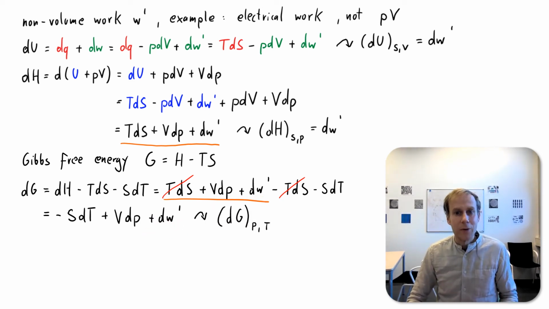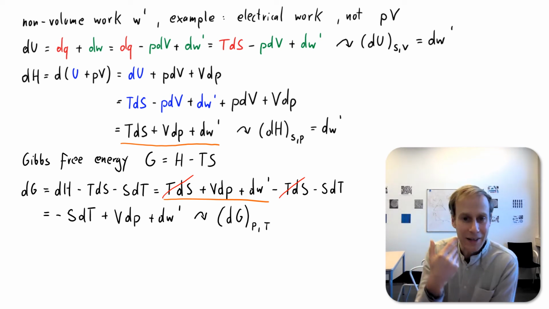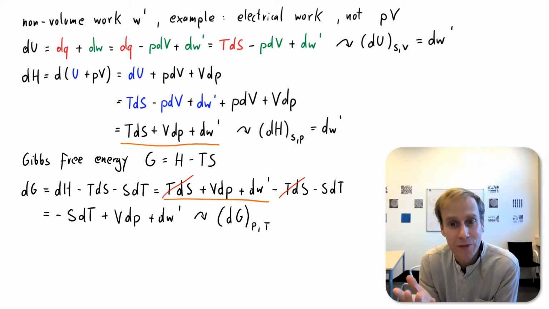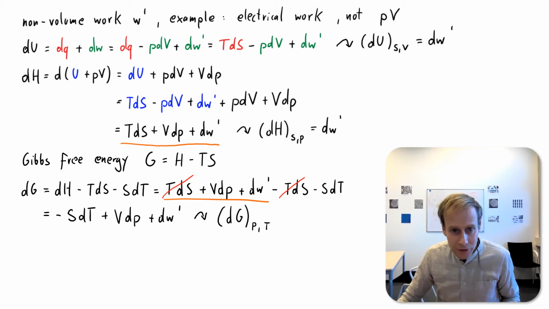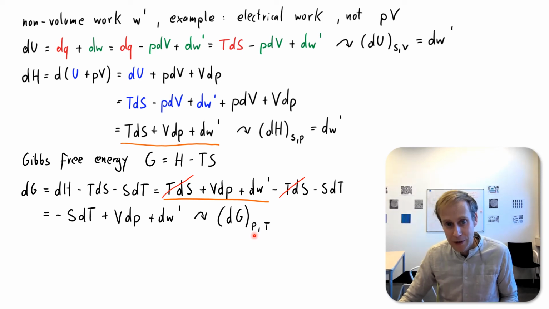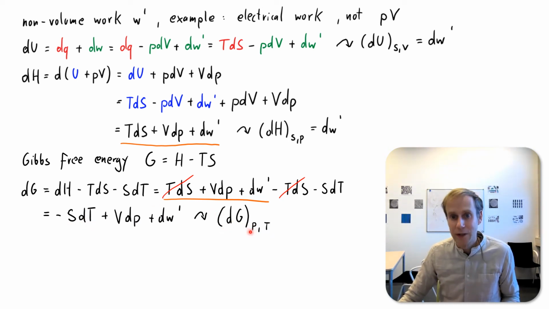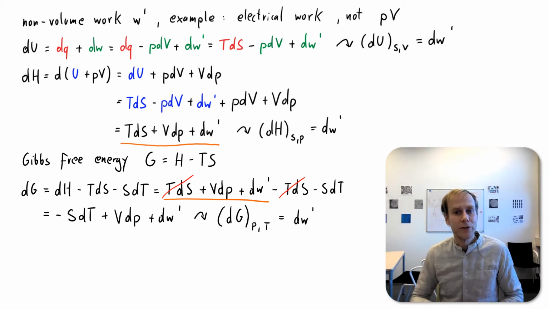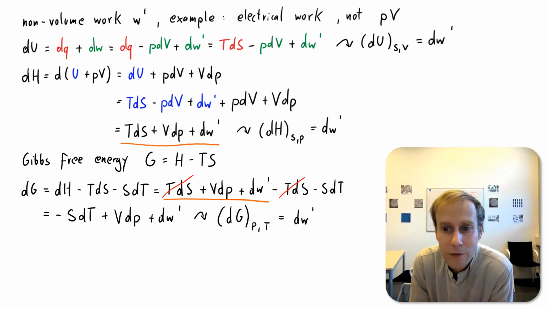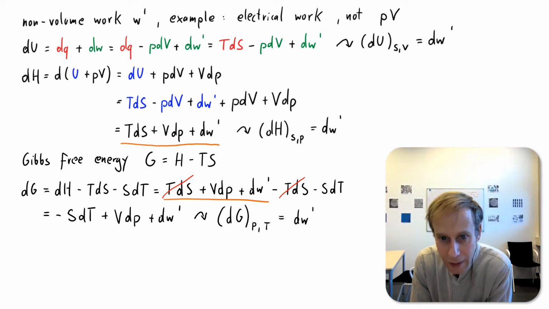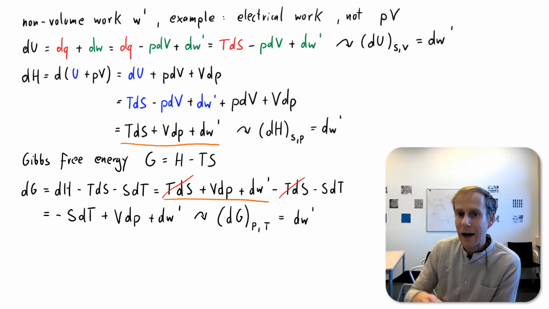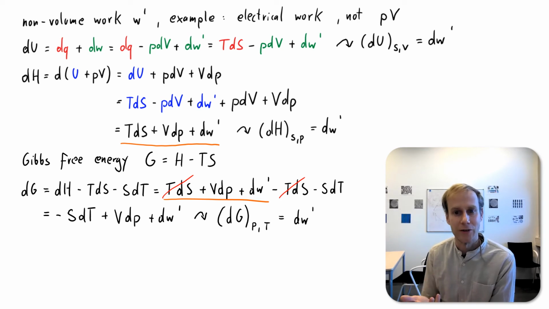Okay, now we see a change of the Gibbs free energy at constant pressure and constant temperature, right? Constant pressure means that VdP will be 0. Constant temperature means that minus SdT will be 0. That change of Gibbs free energy simply corresponds to the amount of non-volume work. And you now see how useful this Gibbs free energy concept is.